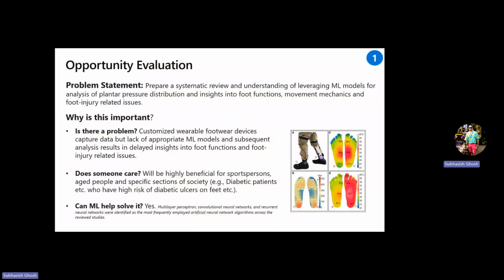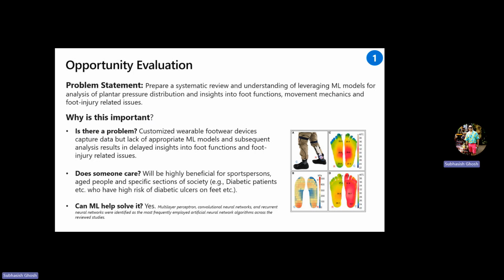So the problem statement we're trying to solve is we're basically trying to build a systematic review and understanding of leveraging different machine learning models for analysis of plantar pressure, basically foot pressure distribution, such that it gives us correct insights into foot functions, movement mechanics, and foot injury related issues.